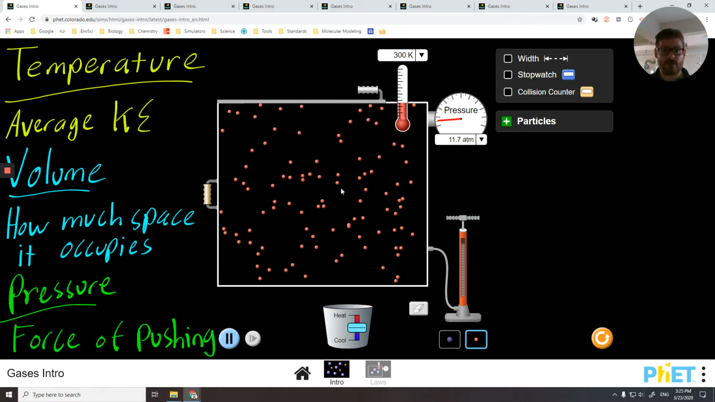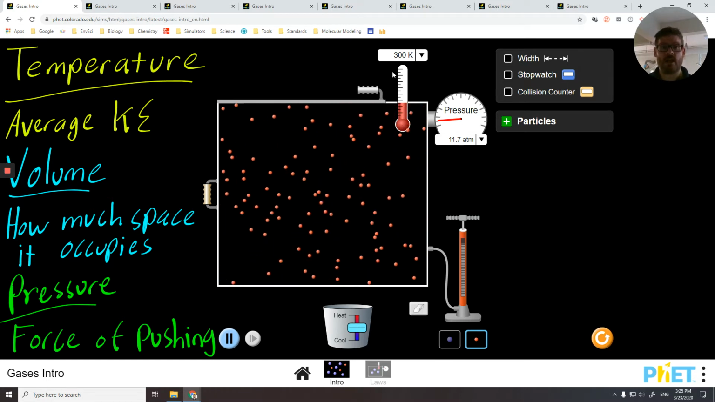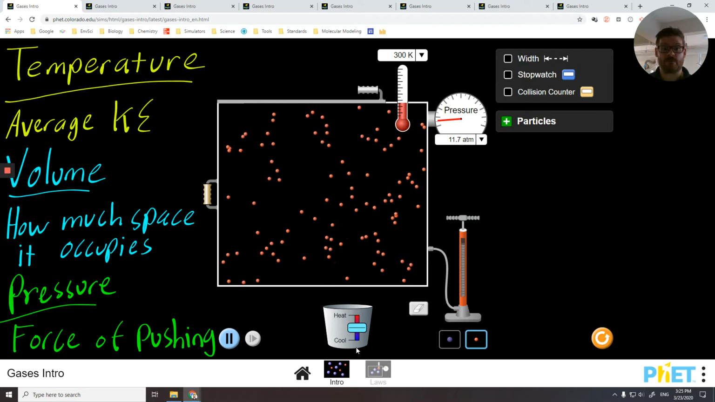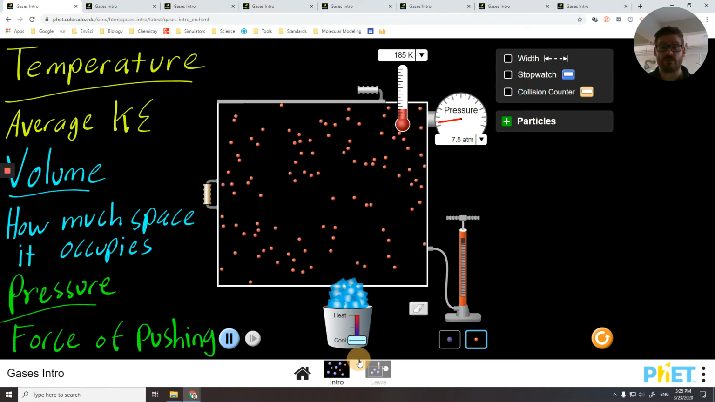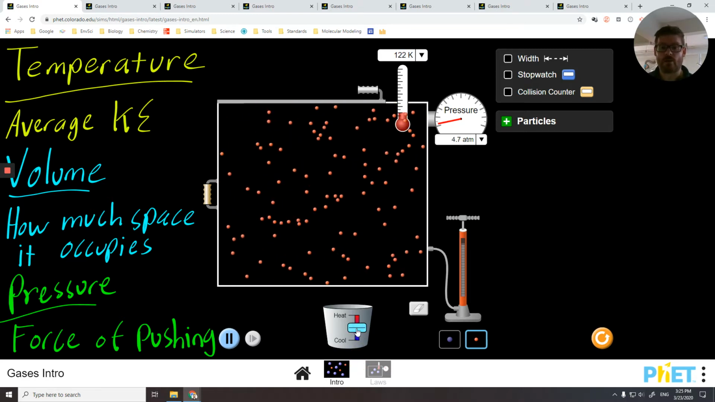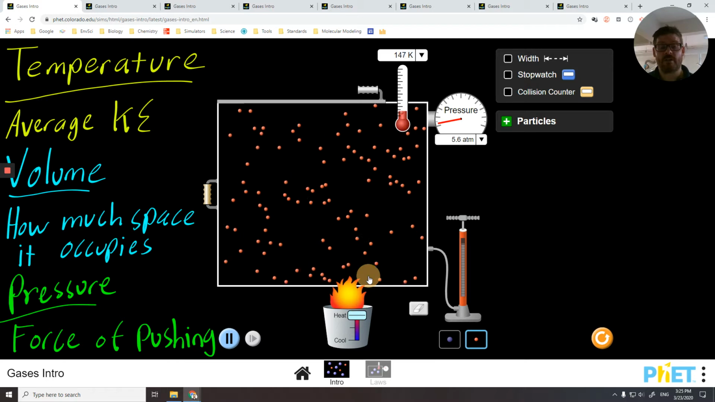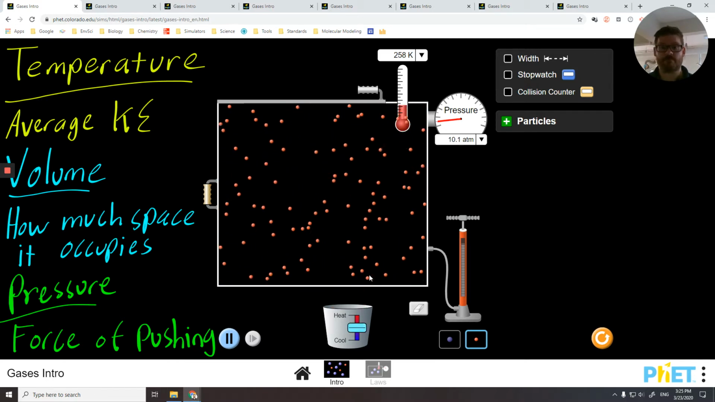They're all moving differently, so we average it. That's the average kinetic energy, and it results in a specific temperature. If we decrease the kinetic energy overall of the system, then the temperature is also going to go down. Likewise, if we increase the temperature, the average kinetic energy will be going up, meaning they'll all be moving faster. That's temperature.